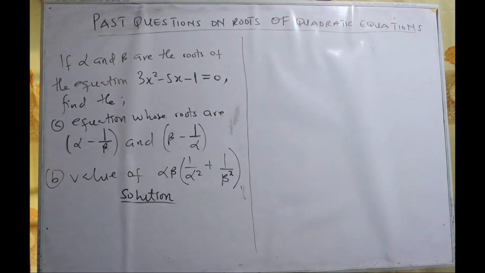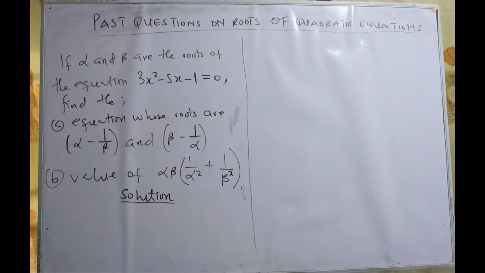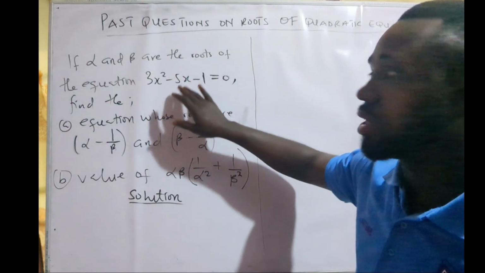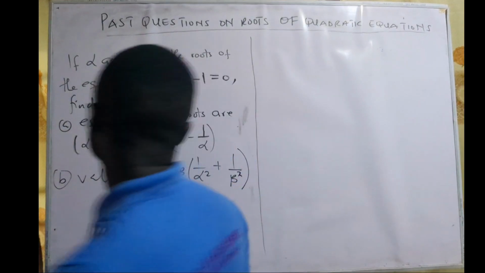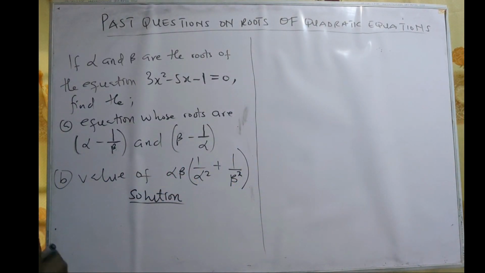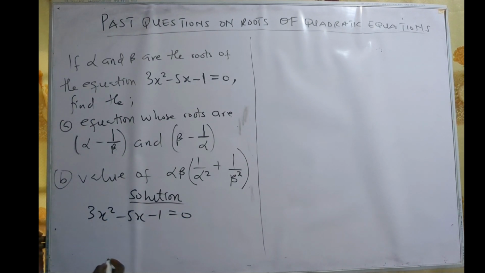Let's look at this past question on roots of a quadratic equation. All right, so let's find the sum and then the product from the equation that we are given. Okay, so what is our quadratic equation? It's 3s squared minus 5s minus 1 equal to 0.